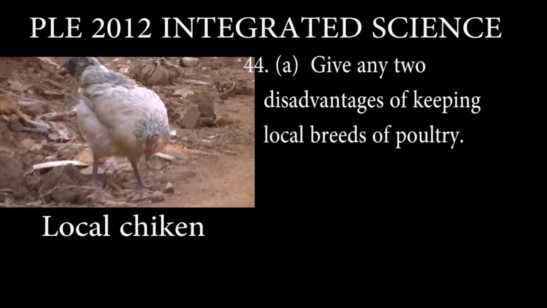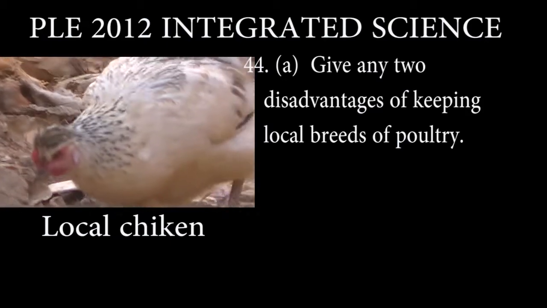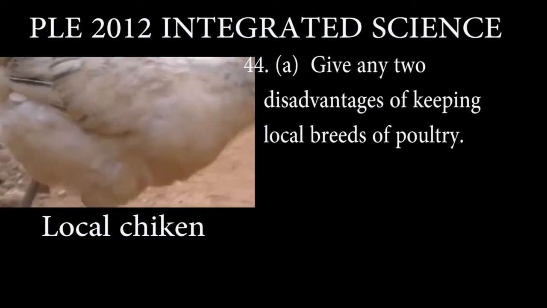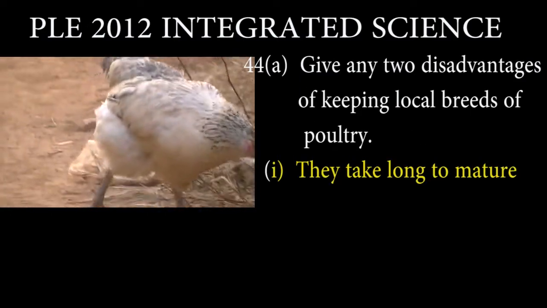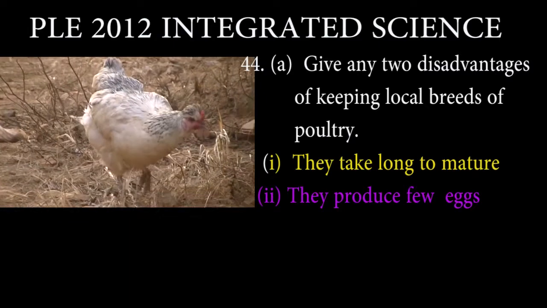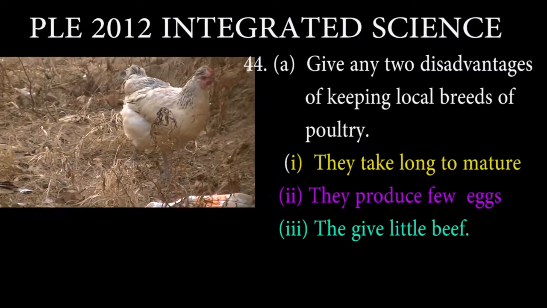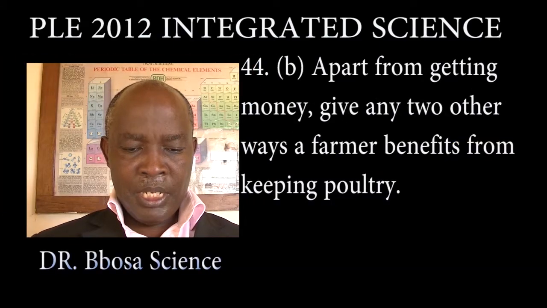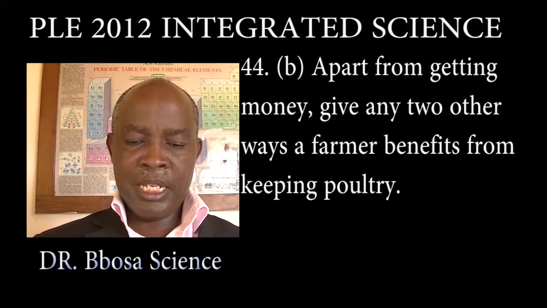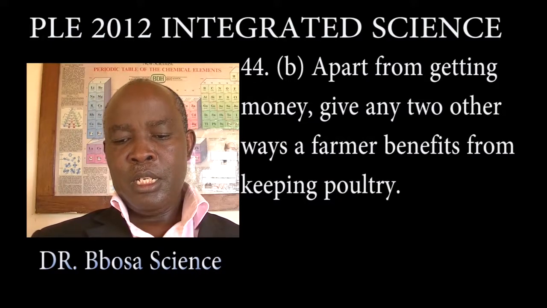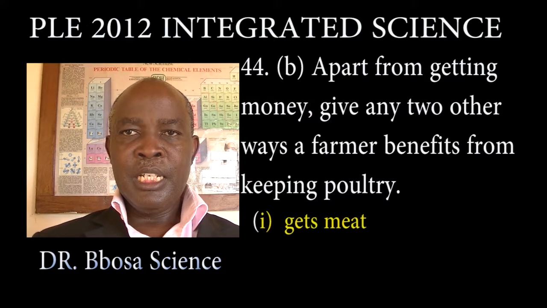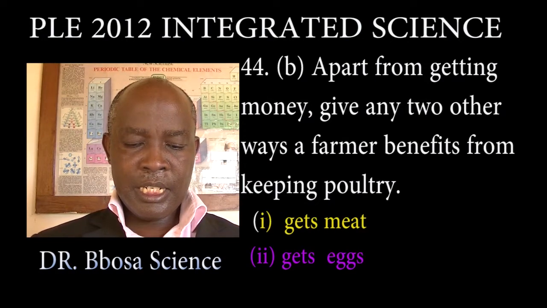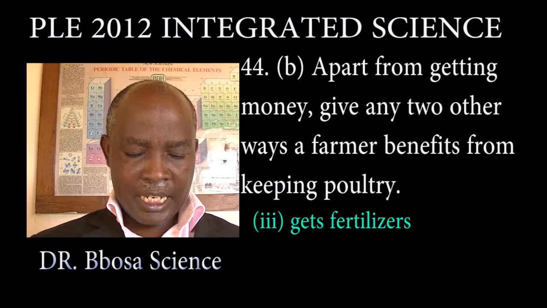Number 44. Give 2 disadvantages of keeping local breeds of poultry. They take long to mature, they produce few eggs, they give little beef. B. Apart from getting money, give any two other ways a farmer benefits from keeping poultry. He gets meat, he gets eggs, he gets fertilizers.